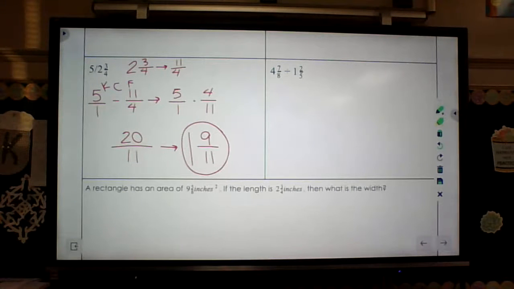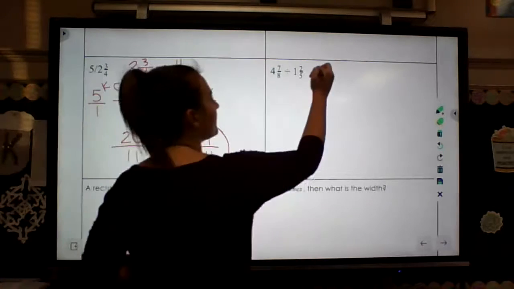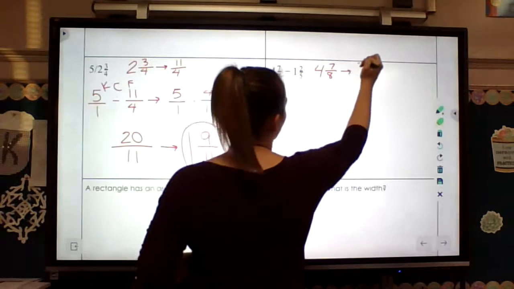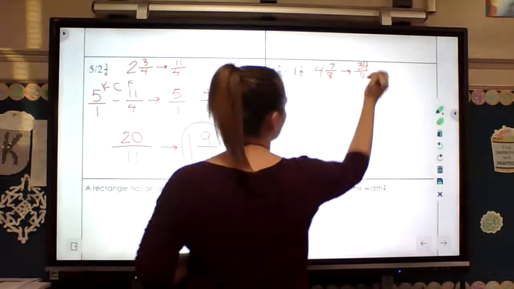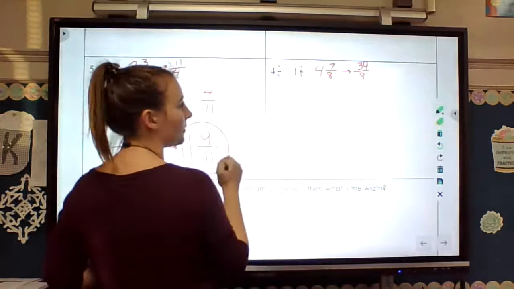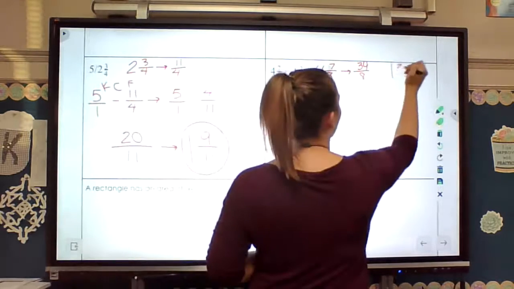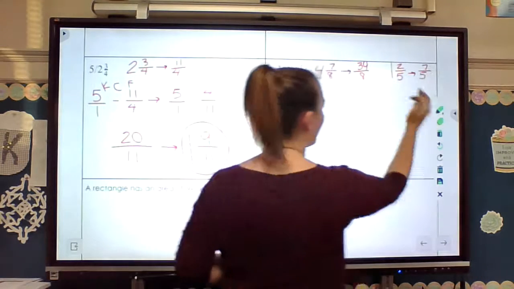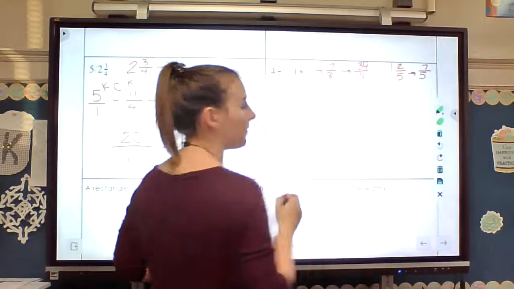Almost done. 2 left. My next problem, I have 4 7/8 divided by 1 2/5. Both of them are mixed numbers. Both need to become improper. So 4 7/8, I'm doing bottom times the whole plus the top, and I'm going to get 39/8. 8 times 4 is 32, plus 7 is 39. 1 2/5 is going to become 7/5. 5 times 1 is 5, plus 2 is 7.